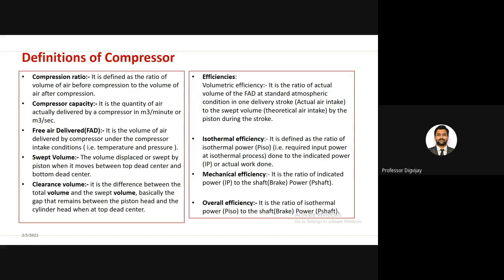So we'll start with the basic definitions of a compressor. The first one is the compression ratio. What is the compression ratio? It is defined as the ratio of the volume of air before compression to the volume of air after compression. So if the volume of air before compression is V1 and the volume of air after compression is V2, that ratio is simply the compression ratio.